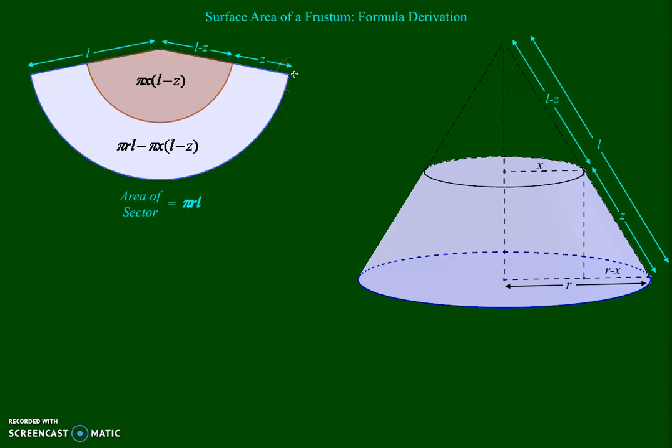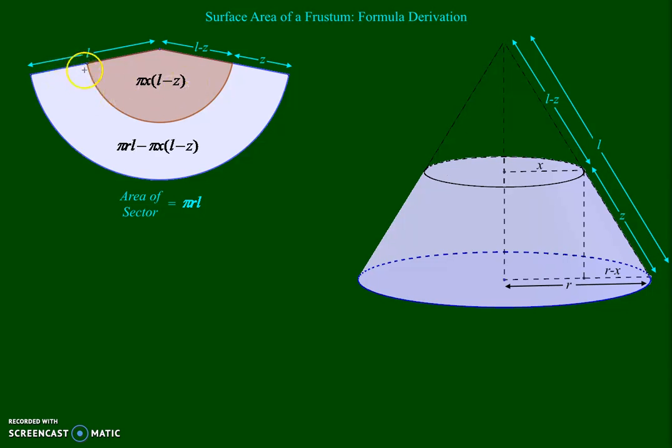If we want to take a look at the lateral area of the cone, this top cone has the lateral area equal to pi times r, which is x, that's the radius of the cone on top, times the slant height, which is this L minus this Z. So it's L minus Z. So the area of this little sector up here is pi x times L minus Z.